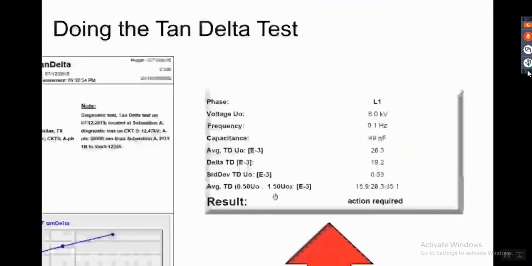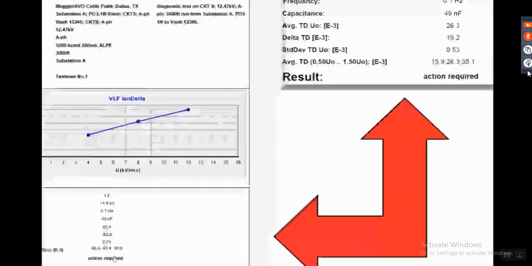Here's another look at those same things. So this is the action results as this whole system works.